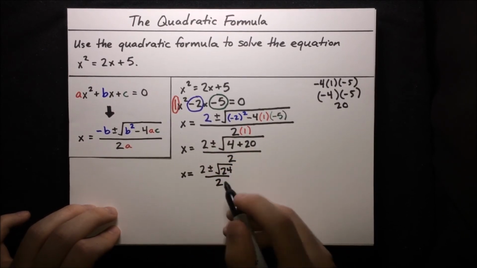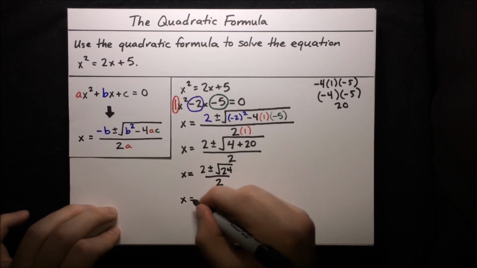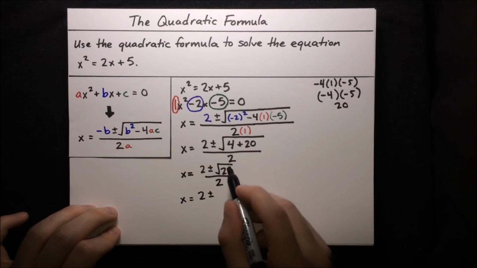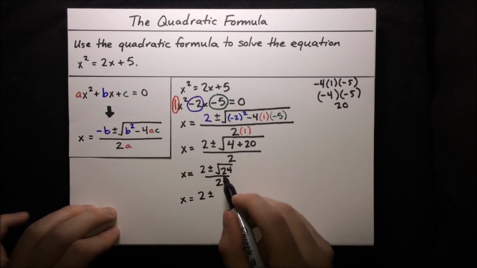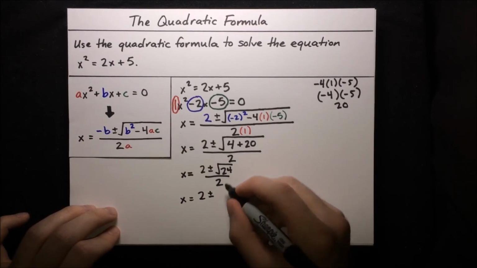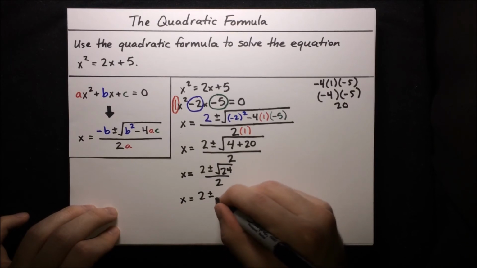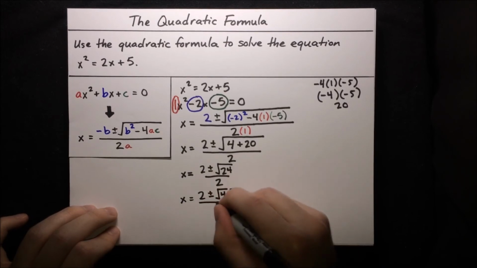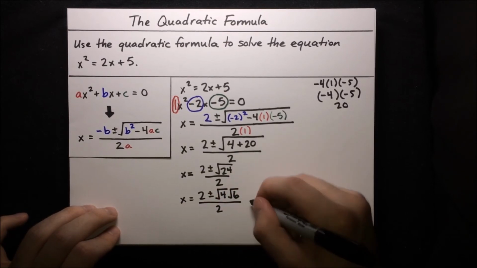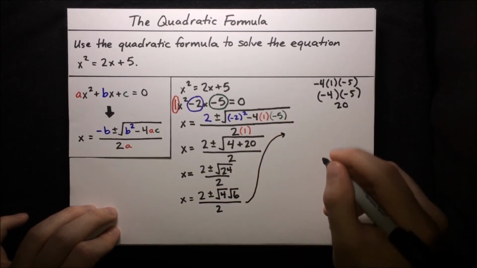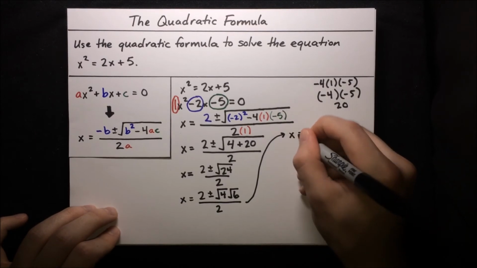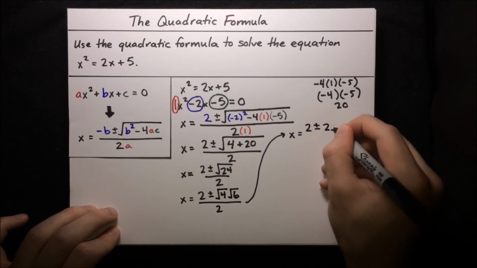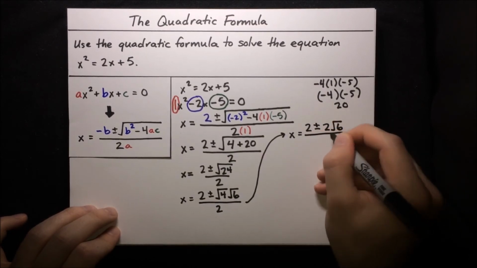And we can simplify this root a little bit. X equals 2 plus or minus any perfect squares that multiply into 24. Well, 4 does. We have 4 times 6 is 24. So root of 24 is same as root of 4 times root of 6. That's all over 2. And let's move this up here so we don't run out of room. So x equals 2 plus or minus root of 4 is 2, so 2 root of 6 over 2.